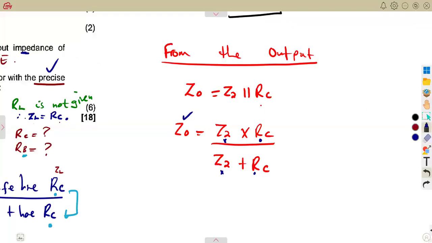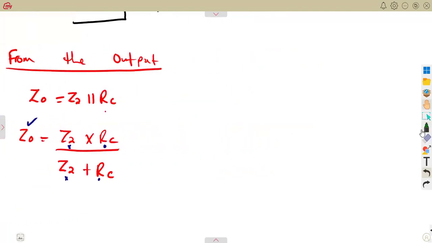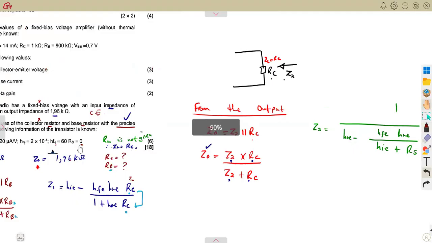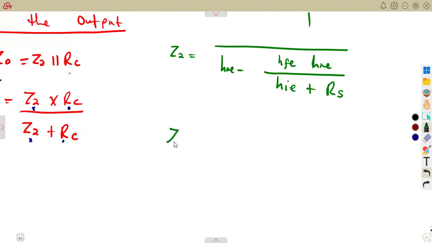So you see that from the output there is something that is workable. So I need to calculate Z2, because Z2 is direct. And we saw that our Z2 from our H parameters is going to be 1 over HO minus, the formula we are given, HF HRE over HI plus RS. In this case, you are told that RS is equal to 0, so there's nothing to substitute for RS. So let's substitute everything. We calculate our Z2. Z2 is straightforward, so it's going to be 1 over HO.